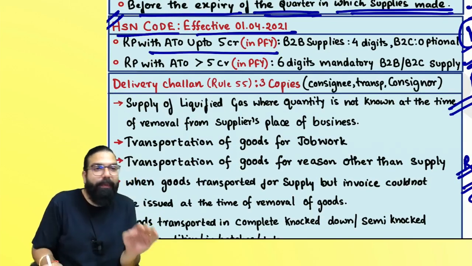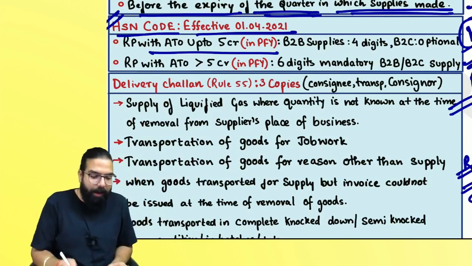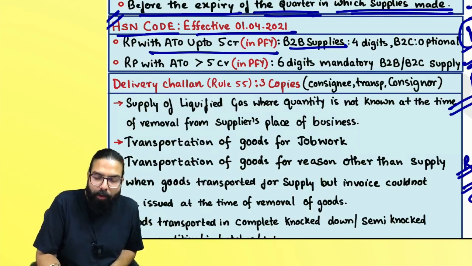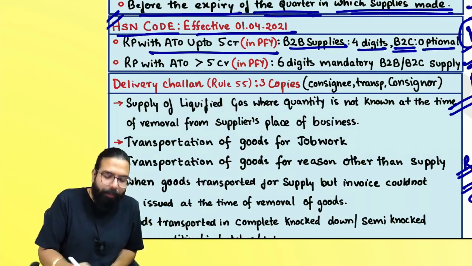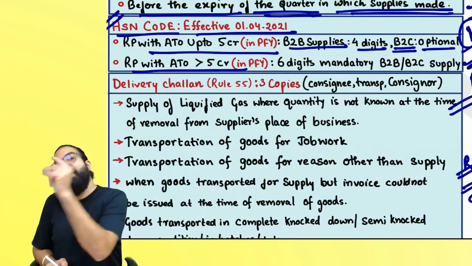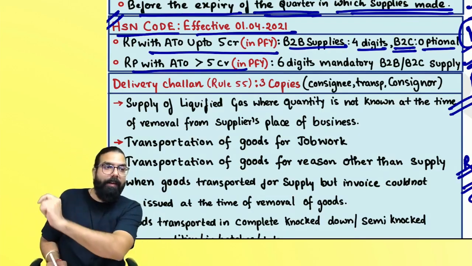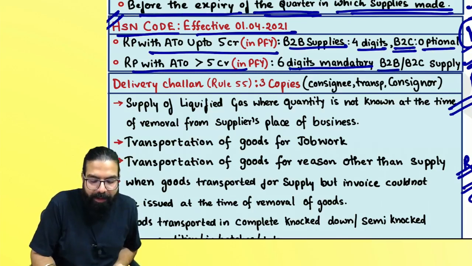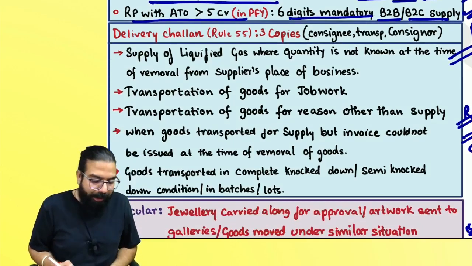If your turnover is up to 5 crore in the preceding financial year, remember, for B2B supplies you should give how many digits? 4 digits, and for B2C supplies it is optional. But if your turnover is more than 5 crore in the preceding, not current, preceding financial year, then remember 6 digits are mandatory for B2B or B2C supplies.